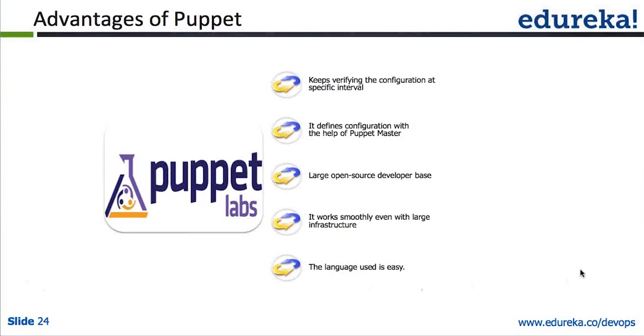Can we install something like GCC on multiple servers using it? Yes, you can. Any installation, any configuration, you can do with the help of Puppet.